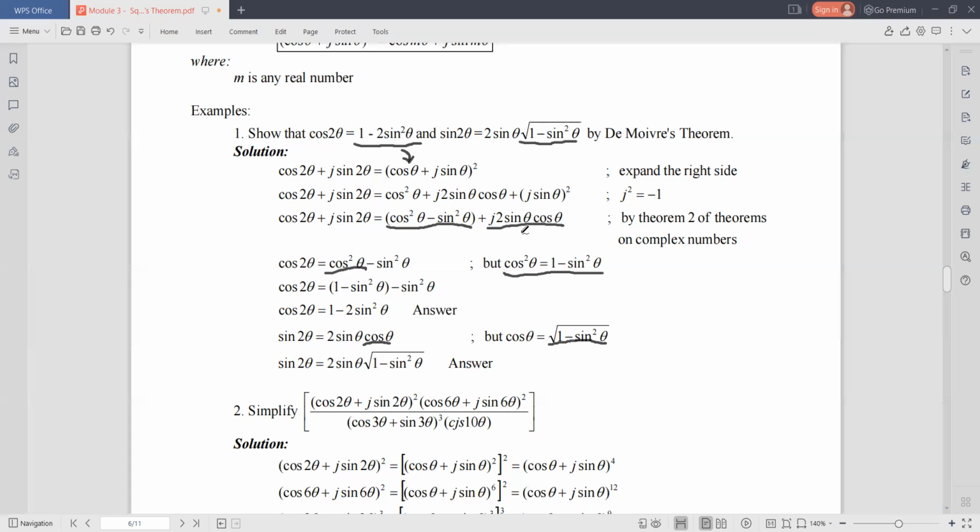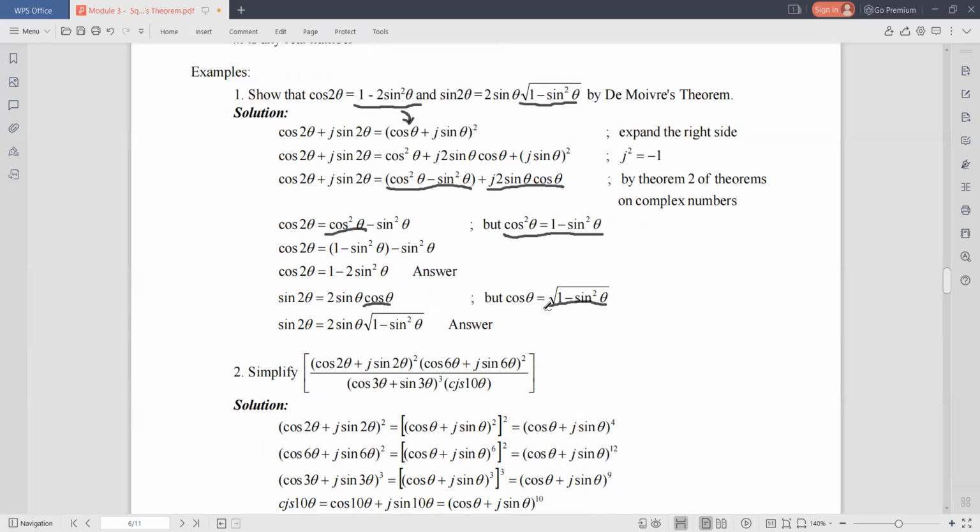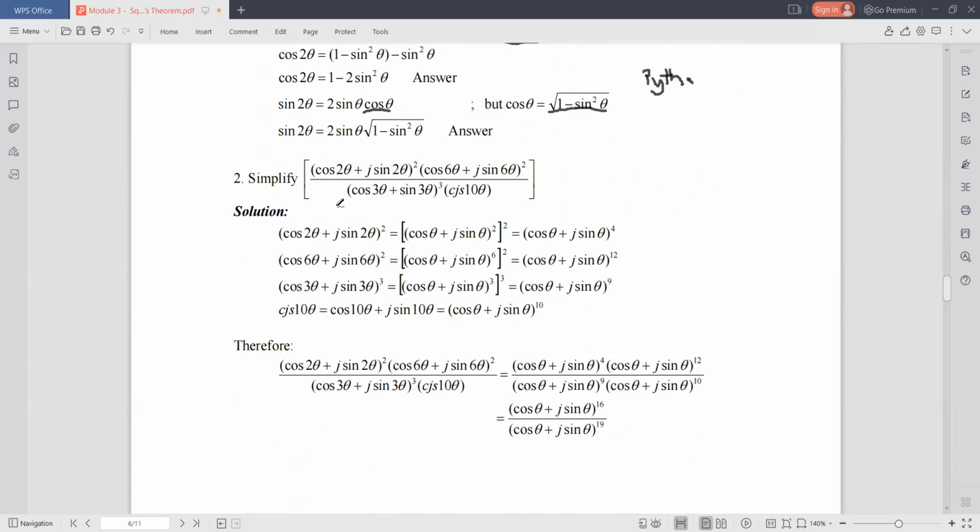So how about the other one? I think this one is in the Pythagorean identities. So take note and review your algebra, the Pythagorean identities and the double angle formula. Okay, how about the second? This one is just simplification.